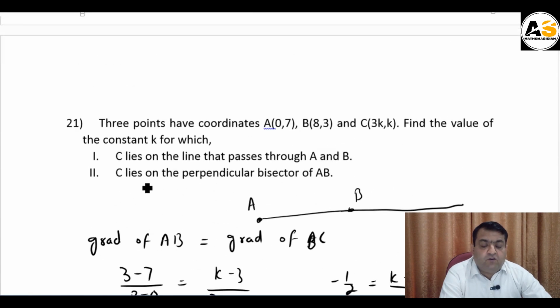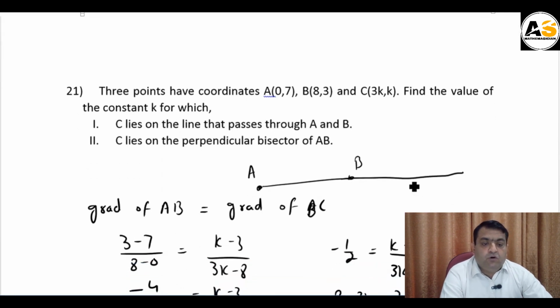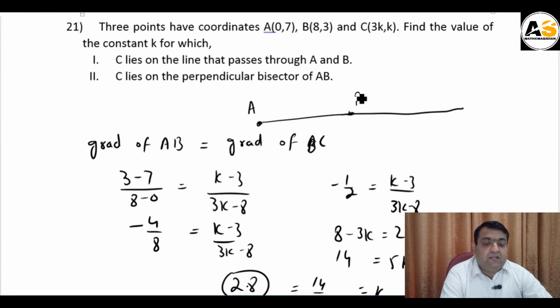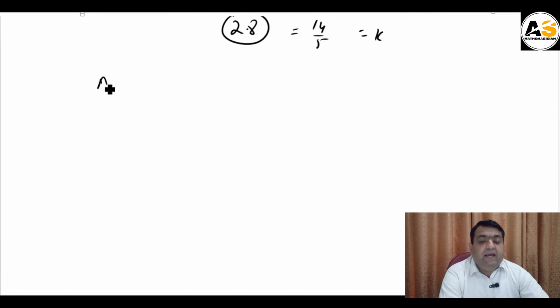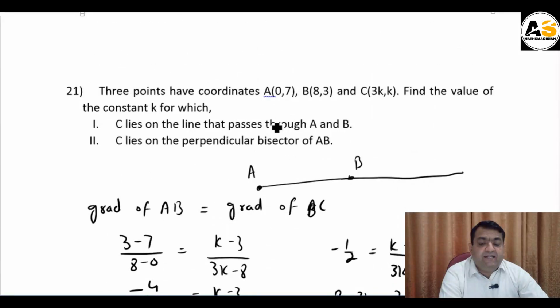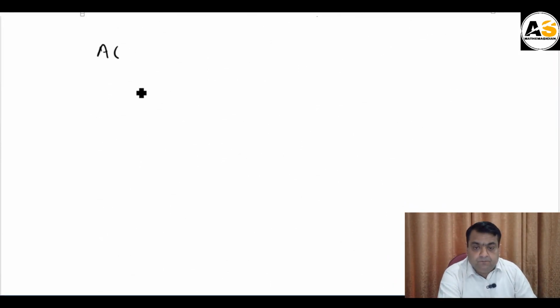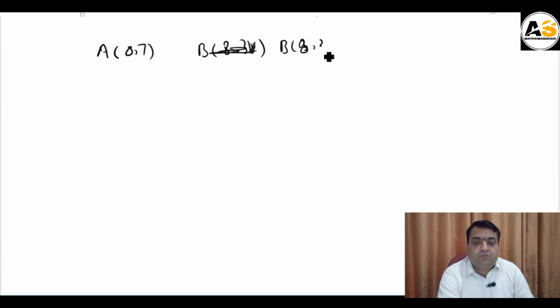We have to find the value of constant k for which C lies on the perpendicular bisector of AB. So dear student, first of all, we will have to find the equation of that perpendicular bisector of AB. What is point A? A point is (0, 7) and B is (8, 3). We calculated the gradient in solving the first part.